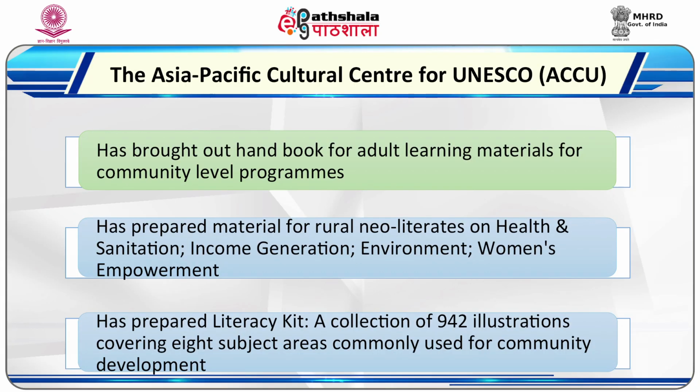It has brought out handbook for adult learning materials for community level programs. Also, the most popular AJP, Asia Pacific Joint Production Program for materials for neo-literates in rural areas. Materials are packed into 4 categories: health, sanitary, income generation, environment, women's empowerment.